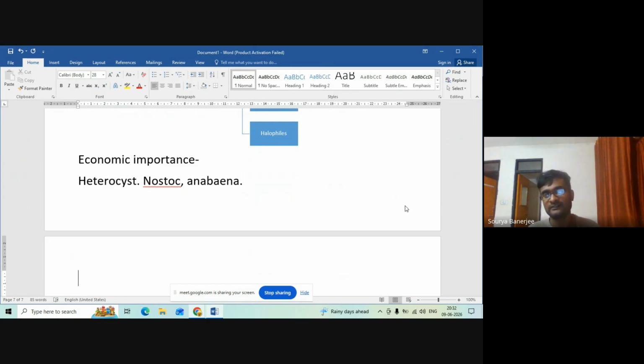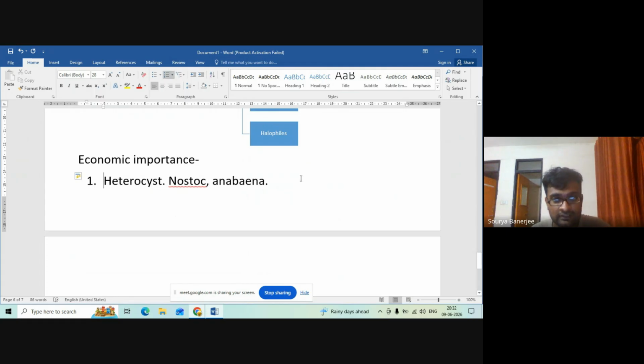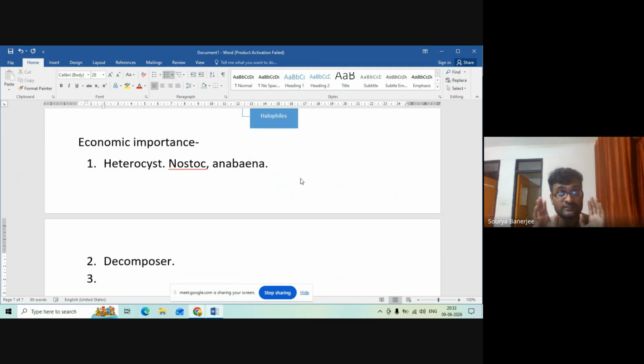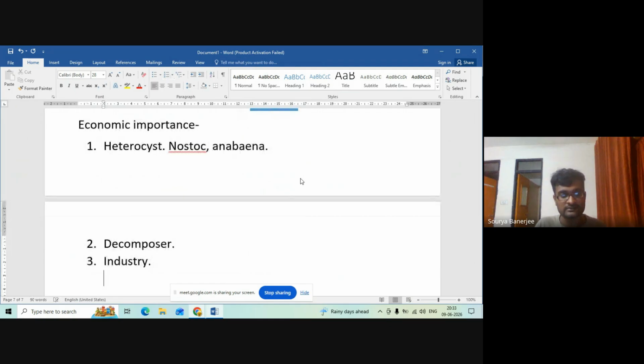Microbes in human welfare is a chapter in class 12. In this chapter, you will understand the different bacteria names, which bacteria is used in which industry. So now it is not required. One point will be heterocyst or nitrogen fixation. Next point will be decomposer. In your syllabus there are three points, though there are many other economic importances. The third point you can write is that in different industries, different bacteria are used.